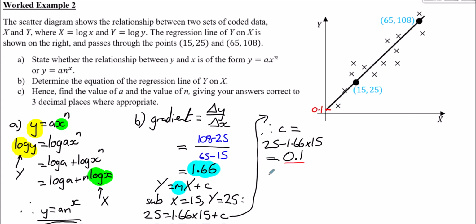So therefore, the regression line is going to be simply big Y equals 1.66 times big X plus the intercept of 0.1.